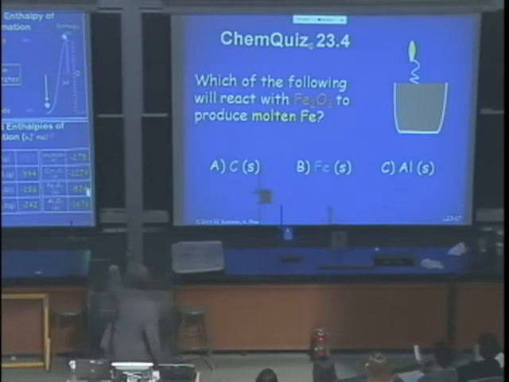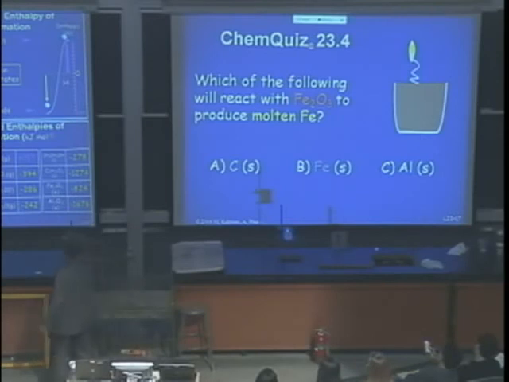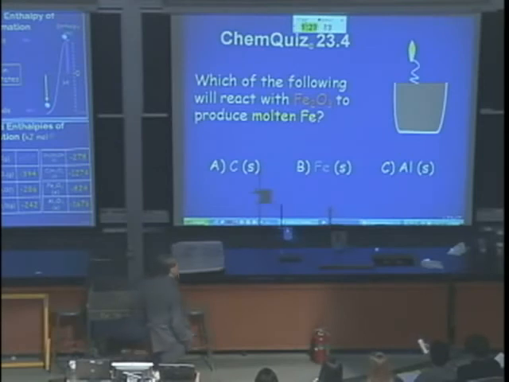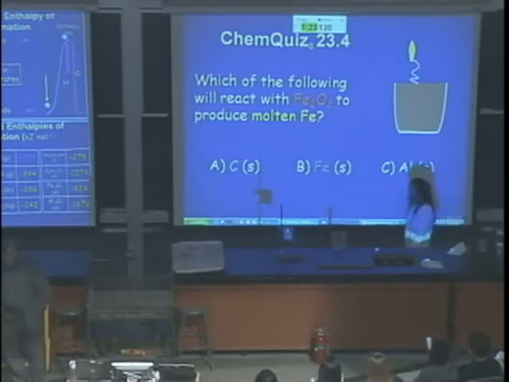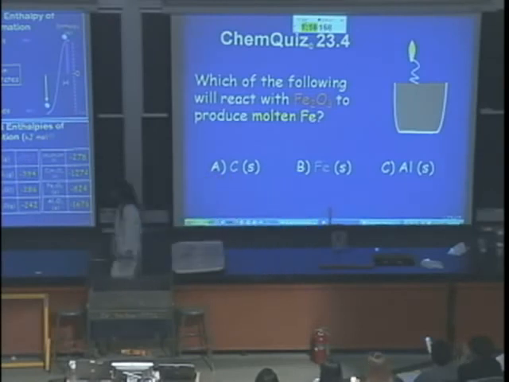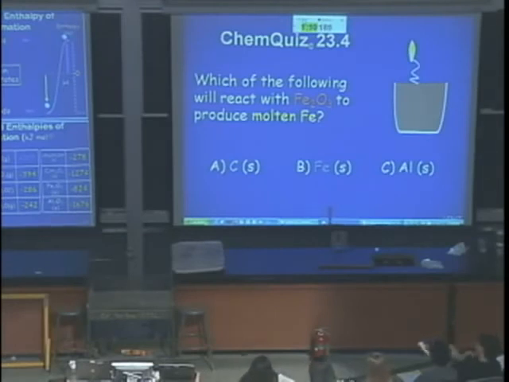So you need to look up here. I hope you can see it. And think about it. What could that be? Obviously, it has to release more energy than iron oxide, so that it can even melt the iron out of the iron oxide.